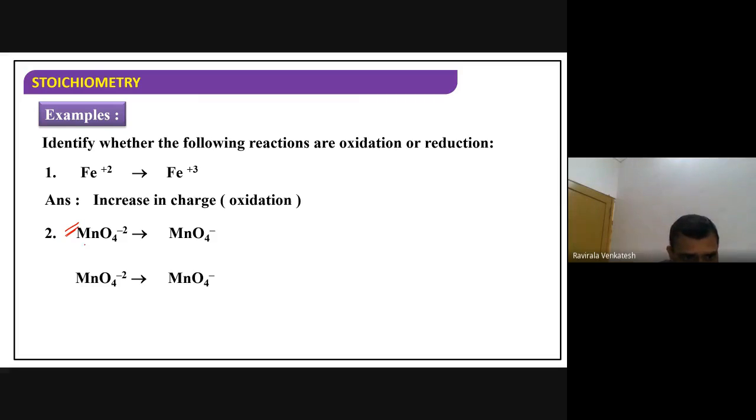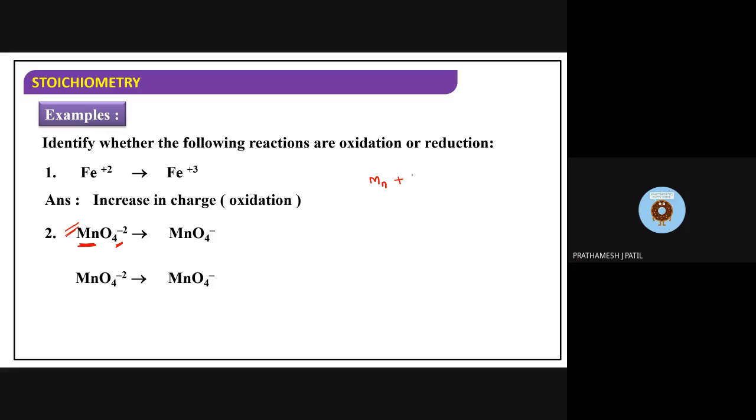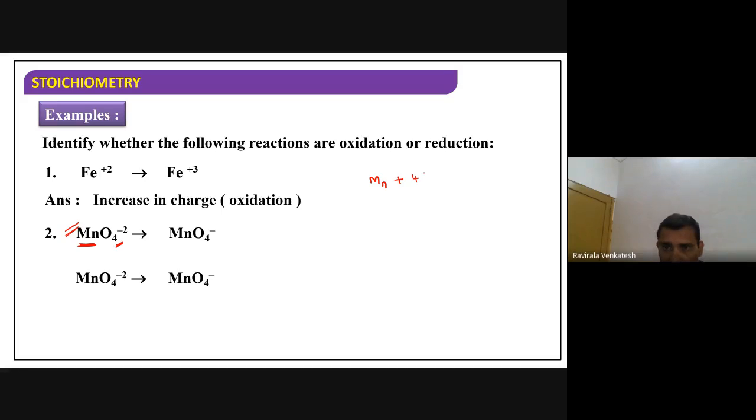Okay. So first of all, this is the central atom. For the manganese, I'm calculating the oxidation state of manganese. What are we calculating? The oxidation state for manganese, plus. Now, how many oxygens are there, beta? 4 oxygens. Put here 4 oxygens.